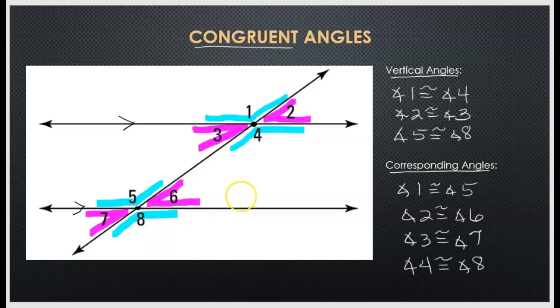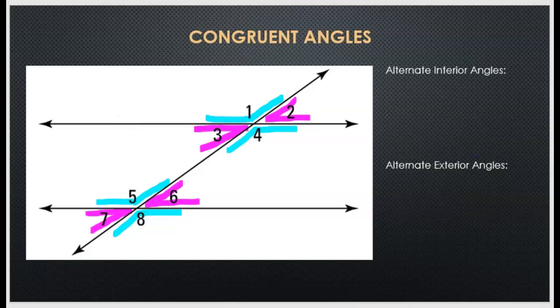I can say the same thing for angles 6 and 7. So angle 6 is vertical with angle 7, and therefore they are congruent. We are still talking about congruent angles. Okay, and we are going to apply some different angle relationships for these congruent angles.